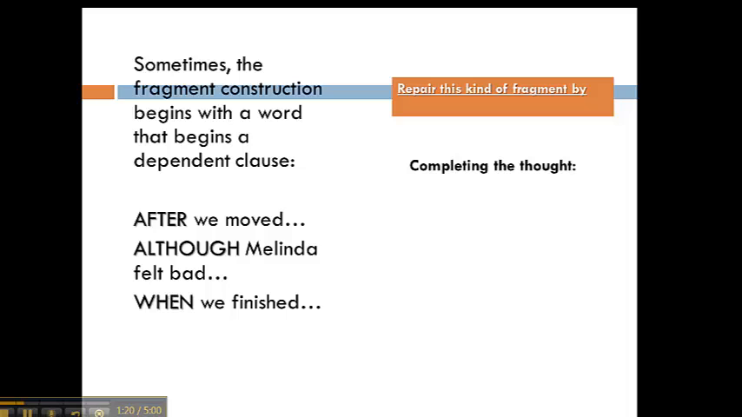So the way we can correct this sort of fragment, the kind that's caused because of a dependent clause marker, we simply complete the thought. "After we moved to Columbus, my mother got a job teaching school." That corrects the "after" dependency. You'll notice too that "my mother got a job teaching school" is an independent clause, also known as a complete sentence. That's how you correct a fragment, a dependent clause.